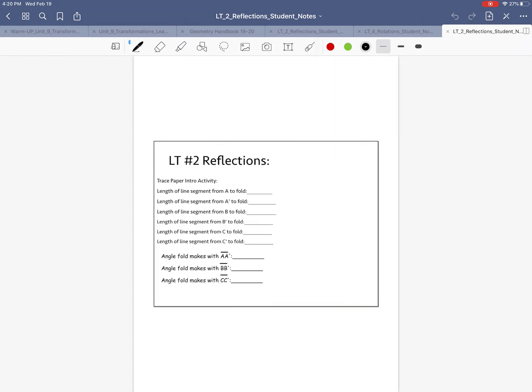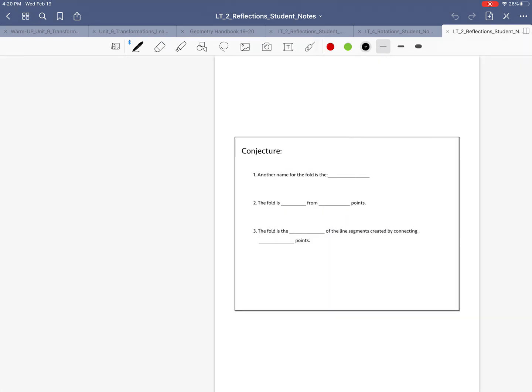This is a movie on Learning Target 2 reflections. So this first screen on our reflections, don't worry about it on your notes. It's an in-class activity. We'll get straight to the point of it.